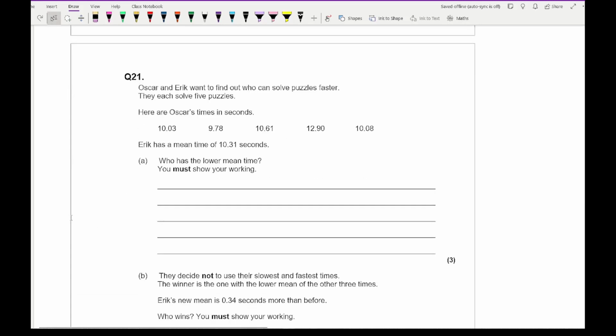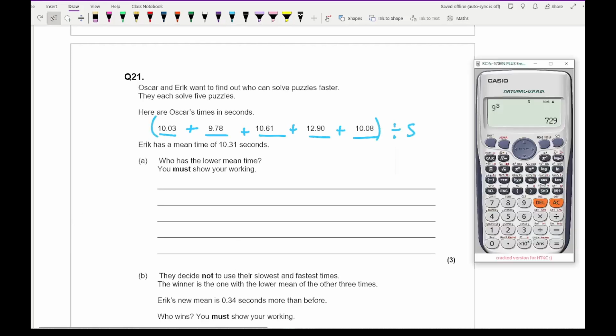Then for question 21, it says Oscar and Eric want to find out who can solve puzzles faster. They each solve 5 puzzles. Here are Oscar's times in seconds. Eric has a mean time of 10.31 seconds. Who has a lower mean time? So what we need to do is work out the average or the mean of these 5 numbers. So if I then add them all up and then divide it by 5, let's get the calculator back out.